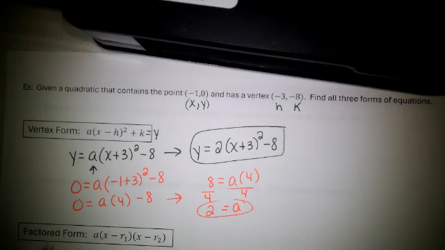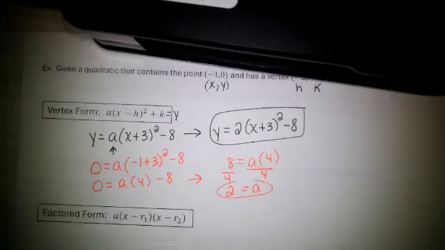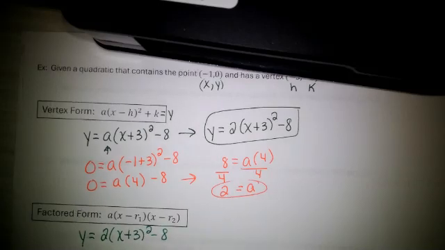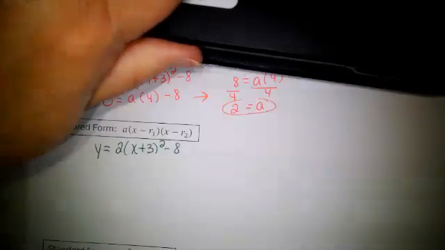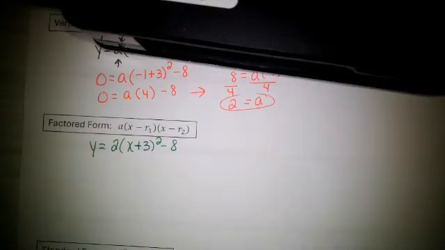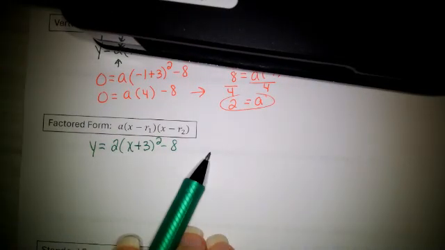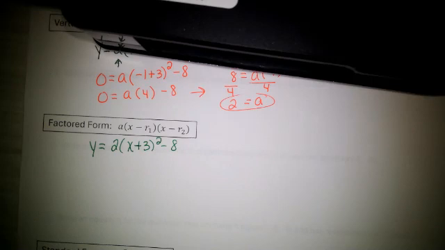Now we want to write it in factored form. Okay, so if I start out with 2 times (x plus 3) squared minus 8, well, probably the best way to get to factored form would be to multiply it all out and then try to factor it. So let's actually do standard form first. Let's come down here and we're going to write standard form.